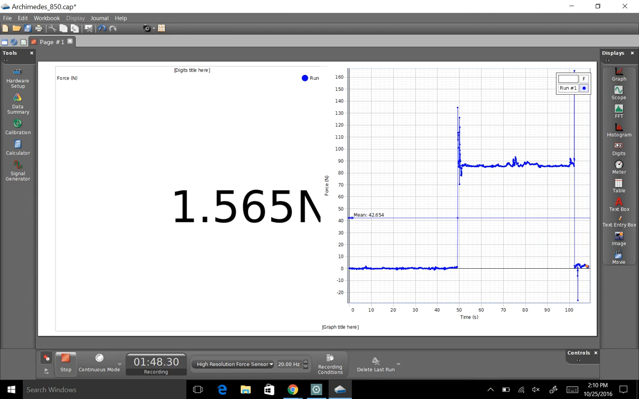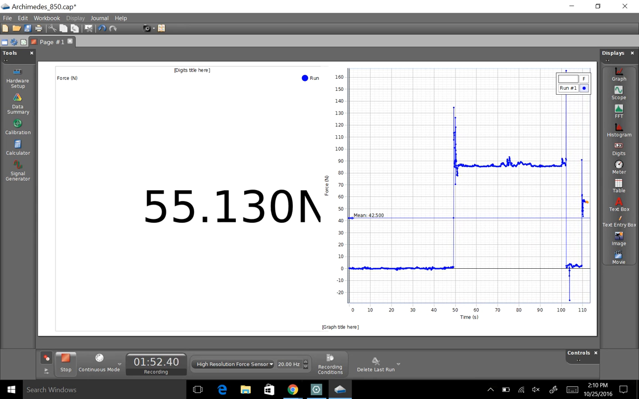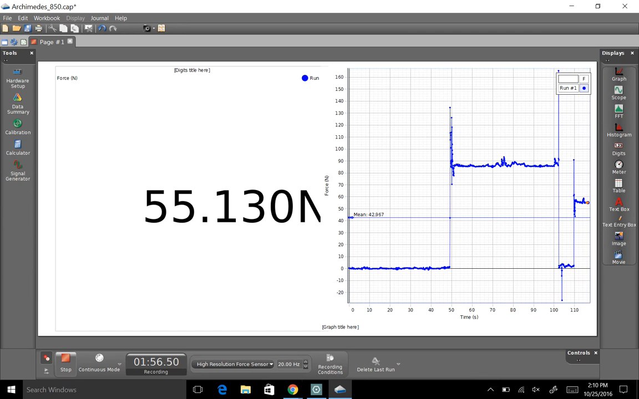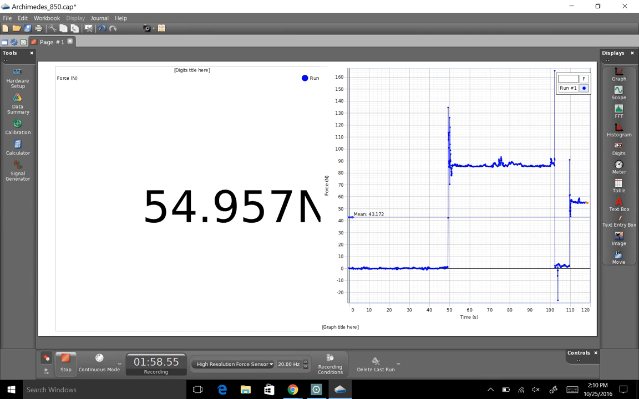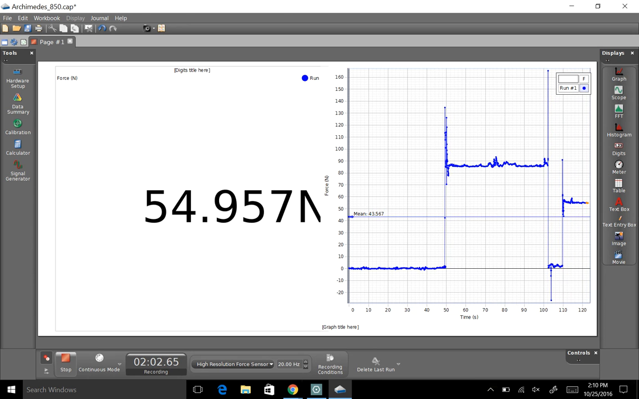Drop it in there. Don't drop it so hard that you damage your meter, of course. Make sure that you don't have the mass touching the sides of the graduated cylinder. And then I'm going to measure that. Notice it's measuring a lower weight.